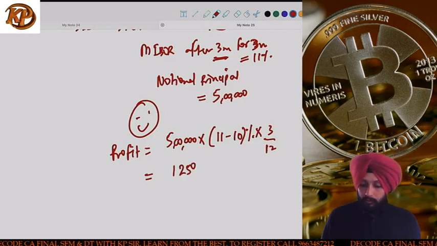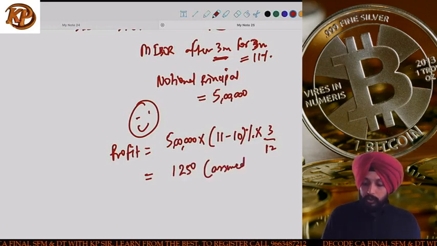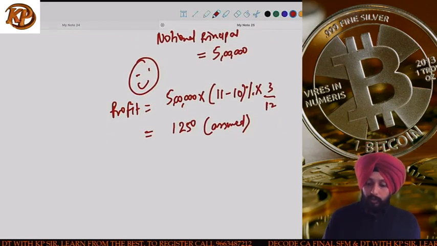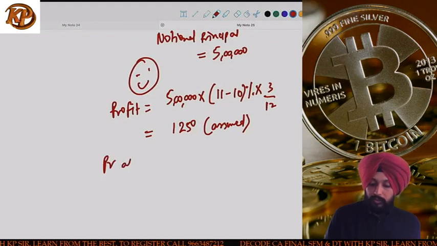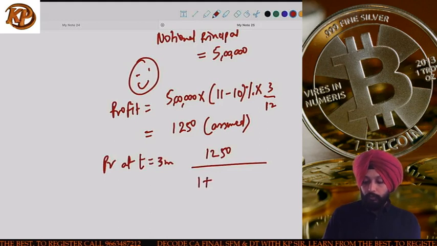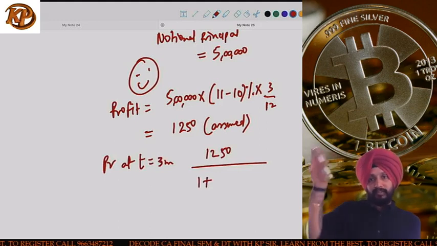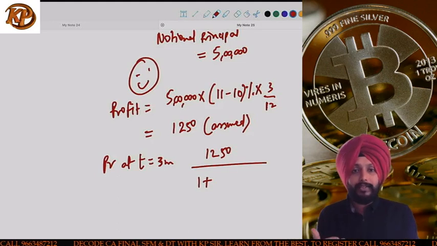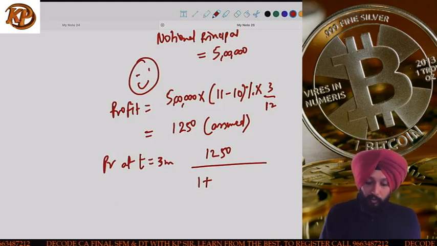Let's assume, okay, I'm writing it here, because later on you will start sending messages that you have calculated the wrong amount. So 1250 assumed. Then you calculate the present value at t equal to 3 months. This money is available at the 6th month, but you generally get it at the end of the 3rd month, and that is what we refer to as the settlement amount.